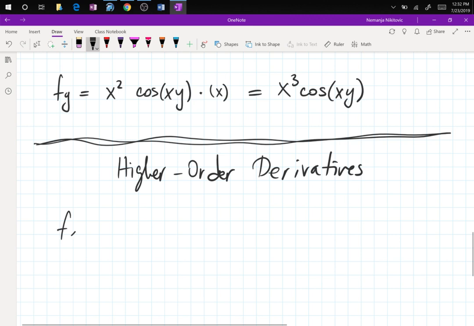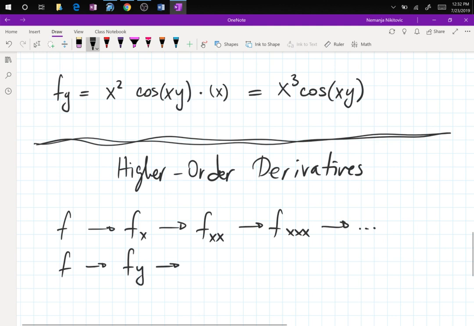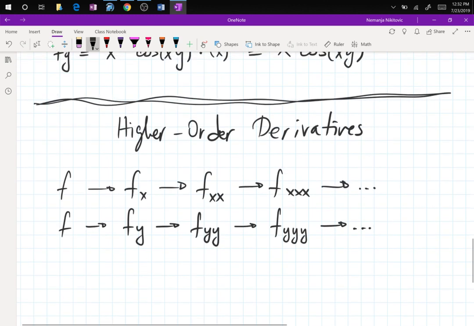So we know there is a function, then we have the partial derivative x, then you will have partial xx like this, and then fxxx, that's the third partial derivative in respect to x, and you can go as far as you want. The same thing happens for the y derivatives. You can have partial in y, and then second derivative, two derivatives in y, 3 in y, going on forever.